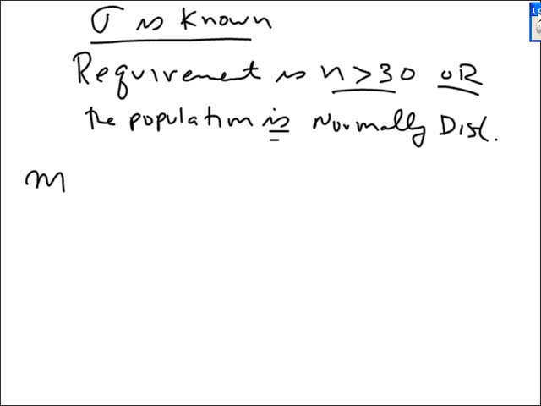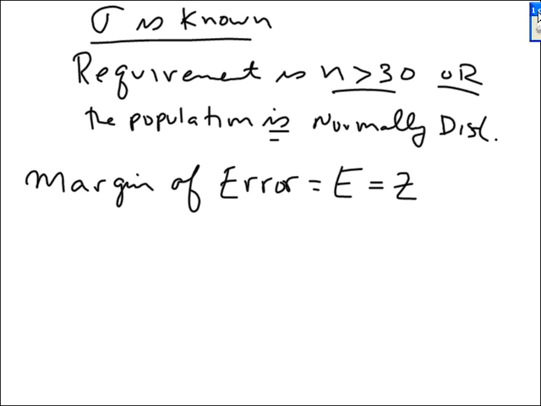The main thing we're going to be dealing with in this section is finding a confidence interval estimate of the population mean. And that requires us to know the formula for the margin of error, which is denoted by the letter E. E is equal to Z sub alpha over 2, the Z score associated with alpha over 2, times the standard deviation, which is known, divided by the square root of n, the sample size.